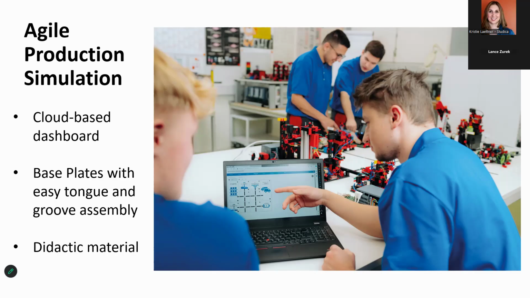Now, when assembled, the Agile Production Simulation model has a footprint of approximately 51 by 73 inches, and it has a total weight of approximately 116 pounds. There is a storage case that's available separately for protecting the model when not in use or when being transported, and we're going to take a look at that in just a minute. And of course, didactic materials are also included.